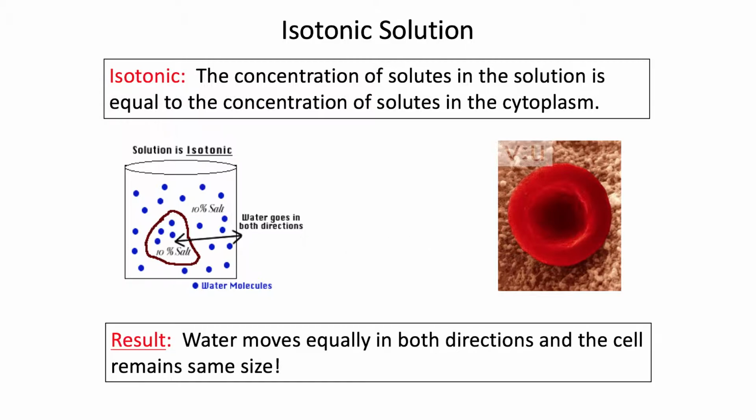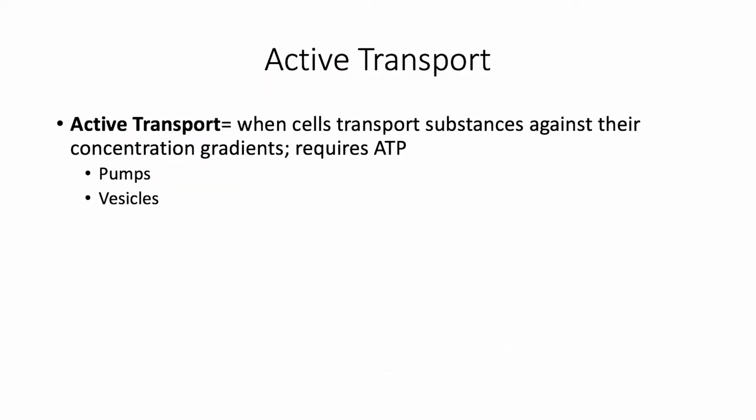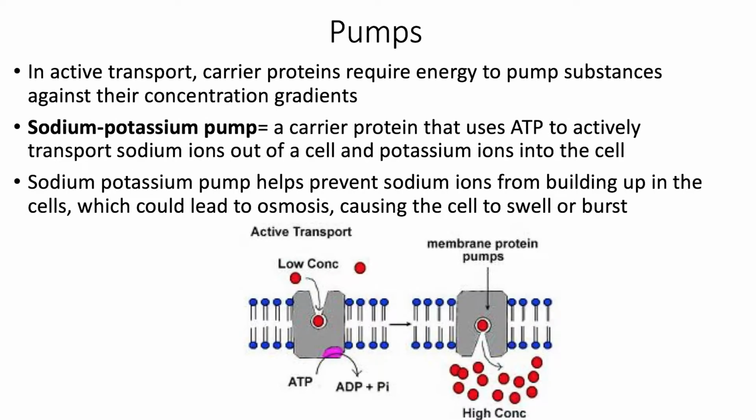So this is the ideal type of solution. So these were the types of passive transport. Let's look at active transport. So one more time, active transport involves processes that require ATP, that require energy, because substances are going to move against their concentration gradients. And there's two types of active transport we'll look at today: pumps and vesicles.